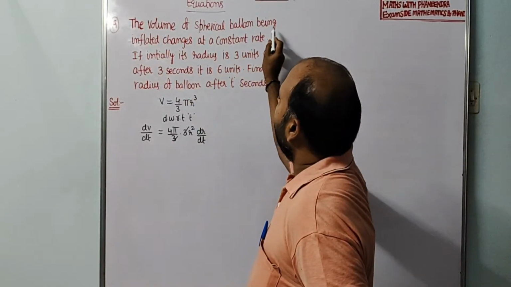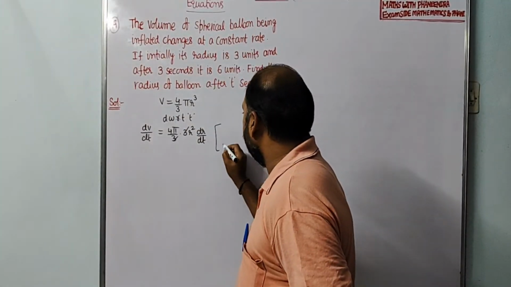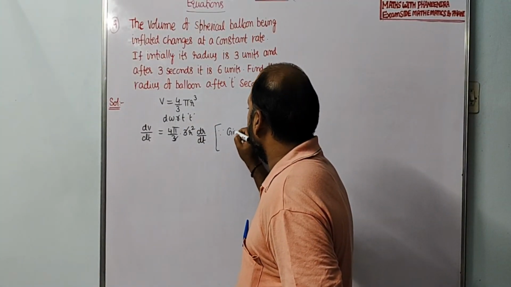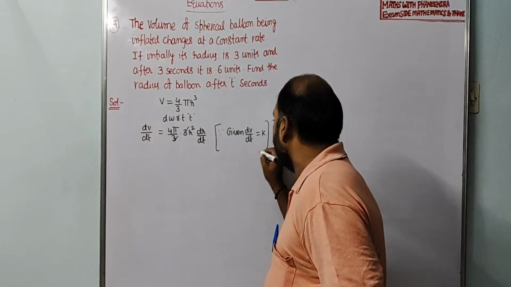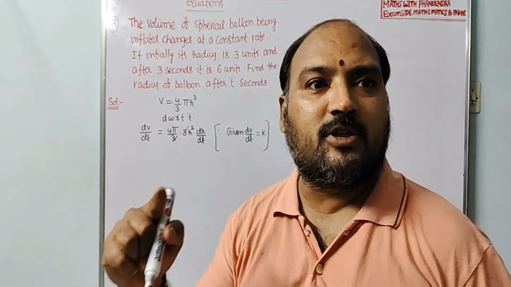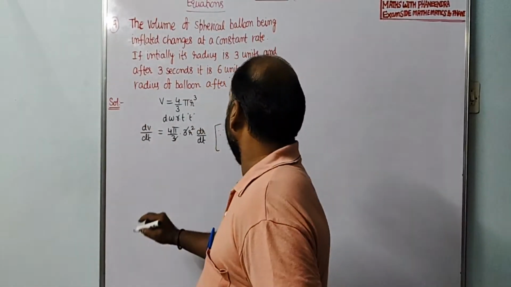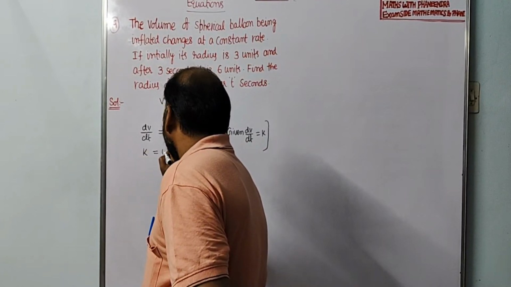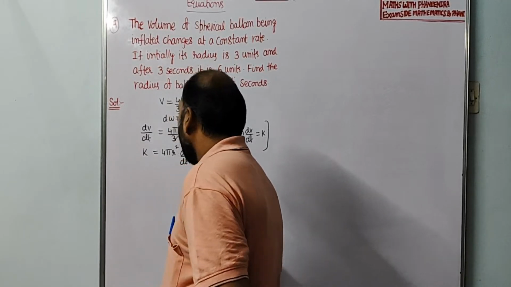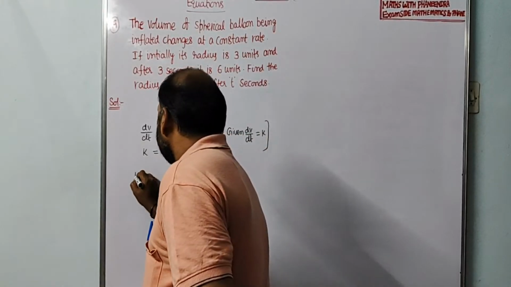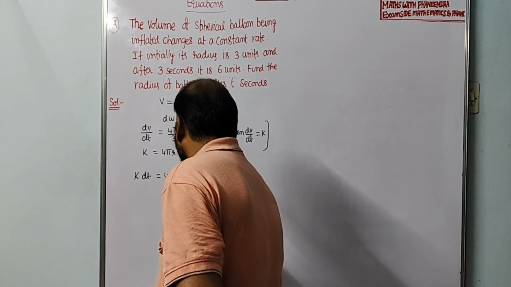The volume of the spherical balloon is being inflated and changes at a constant rate. Since it is given, dV by dt is equal to K, a constant. The rate of change of volume of the spherical balloon is given as K. So wherever dV by dt is there, you replace it with K. So K equals 4 pi R square into dr by dt. Now cross multiplication: K times dt is equal to 4 pi R square into dr.